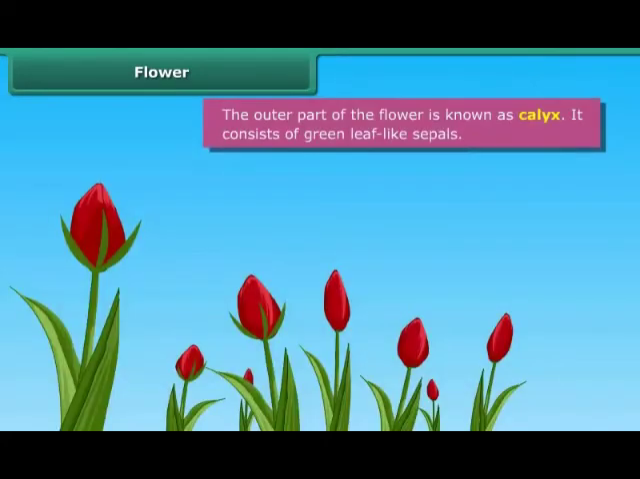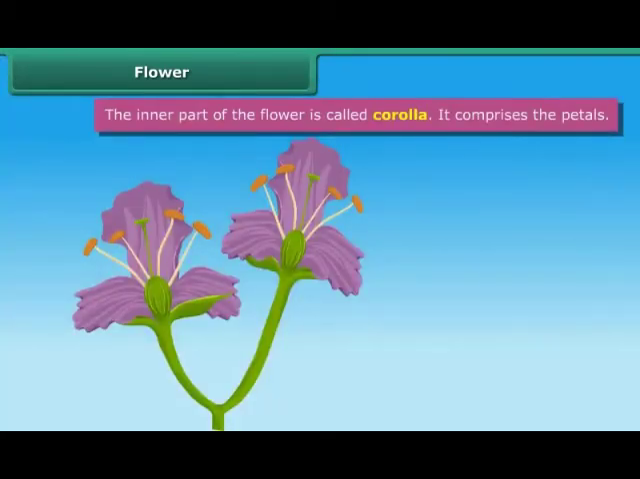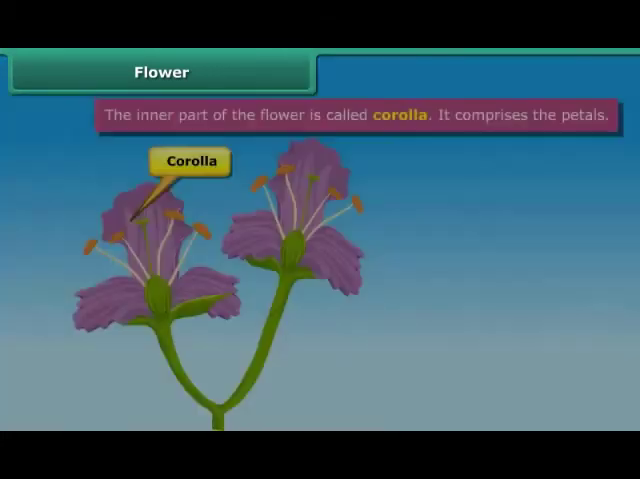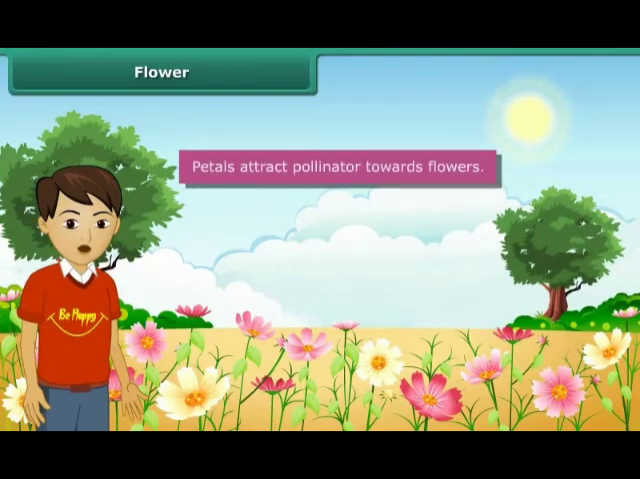The outer part of the flower is known as calyx. It consists of green leaf-like sepals. The inner part of the flower is called corolla. It comprises the petals. Different flowers have petals of different colors. Petals attract pollinators to the flower.